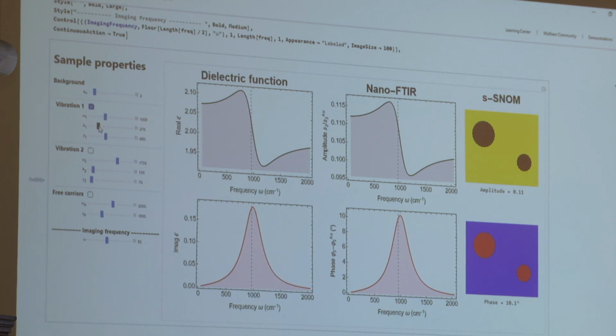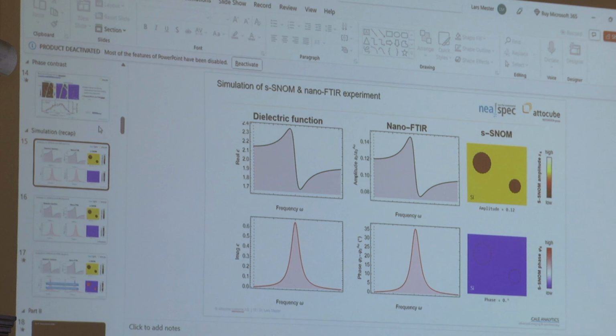And this is now the next part of the talk. I want to talk about this kind of shifts. So we go back into the slides.